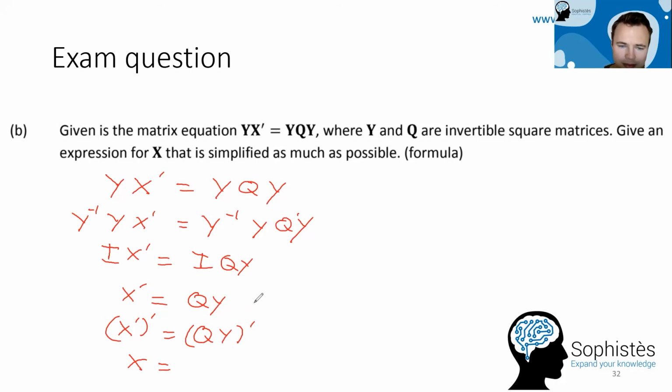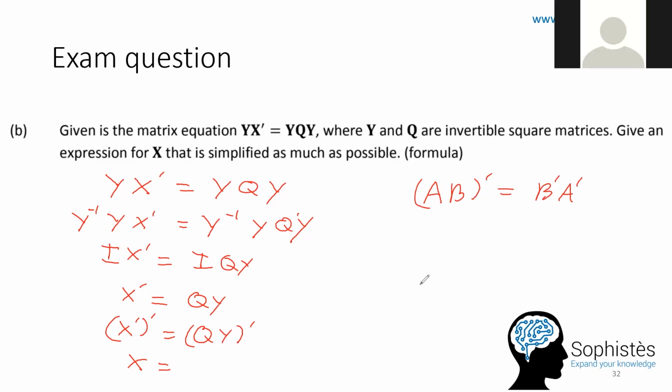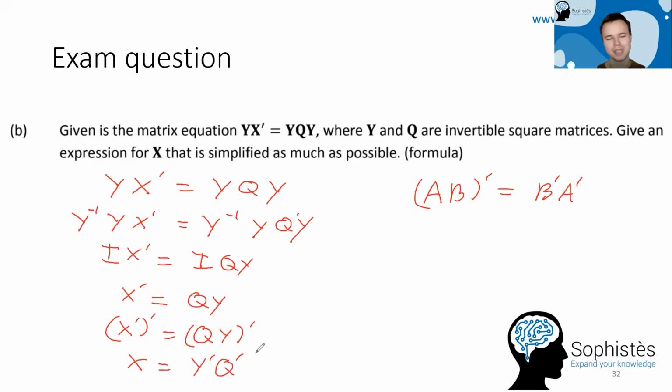And let's see if you still remember the rules I wrote down. What will happen with this here? I don't remember. Maybe I can give you the rule. It was AB prime will be B prime A prime, remember? Okay, so here I get Q prime and Y prime. Oh, Y prime, remember the order matters. So Y prime, Q prime. The order does matter with matrices. Very good, Monica. This is the final answer.